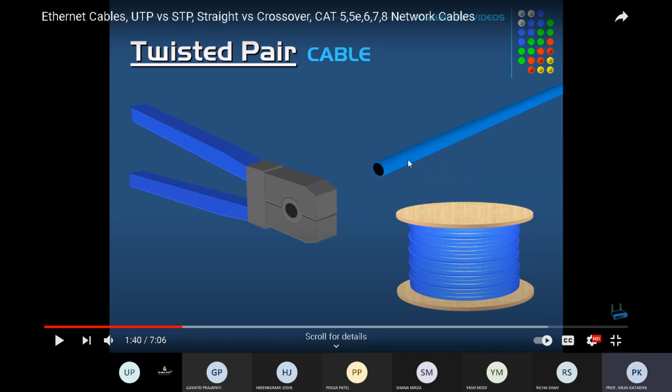Now you need to first remove the protective shield. So you have to insert this UTP cable. This is the way. With the cable stripper, you have to insert the UTP cable in the circle section and then remove the protective shield in this way.